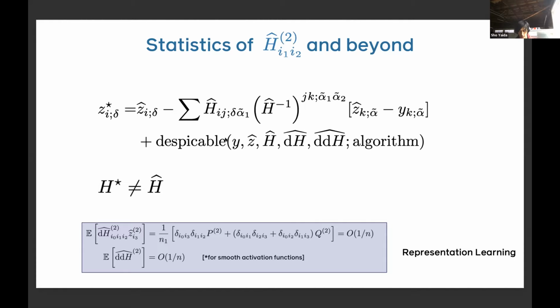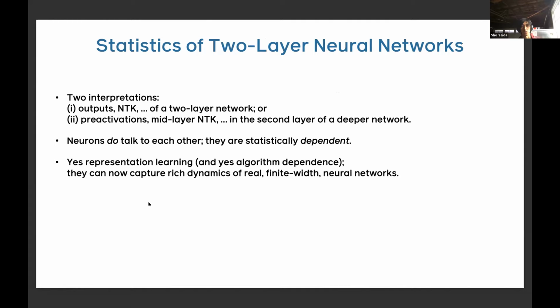And I'm not going to put it down. The important lesson here is that the NTK also changed from the initialization to after training. So that is indicative of the kernel evolving, the feature evolving. To summarize, you can interpret this distribution in two ways: as the output NTK and so on of the two-layer network, or as the pre-activation and mid-layer NTK in the second layer of a deeper neural network.